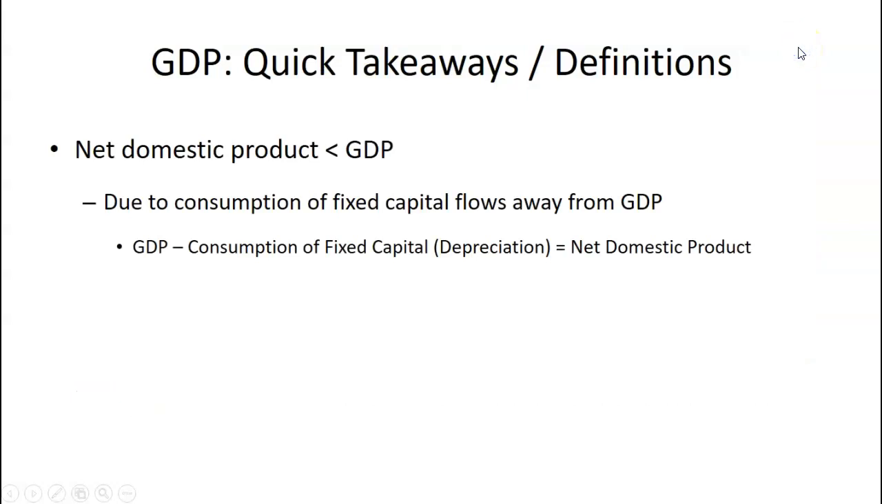First one, the net domestic product is always going to be less than the GDP, so that's just a definition to know. This is because there's always consumption of fixed capital, or depreciation, same term, somewhere in there. And again, GDP minus consumption of fixed capital, another term is depreciation, equals the net domestic product. So this first bullet point will always be a true statement.